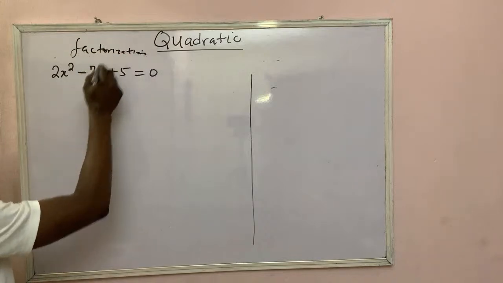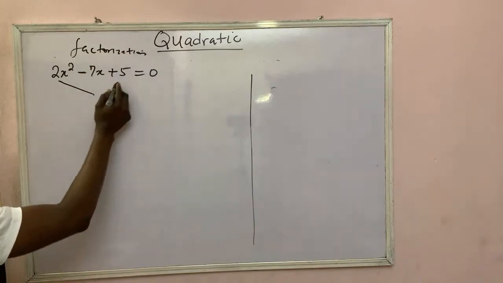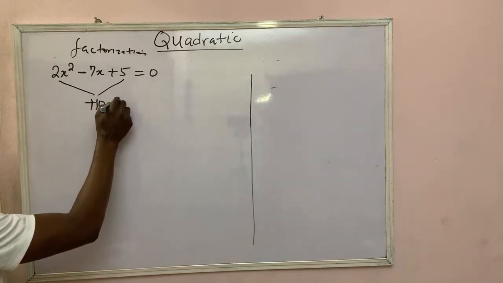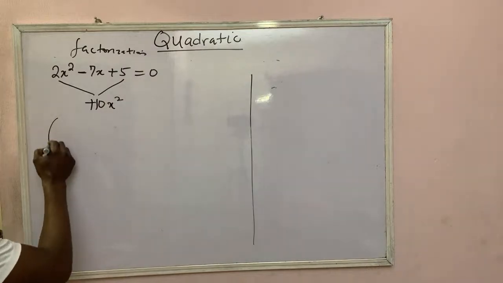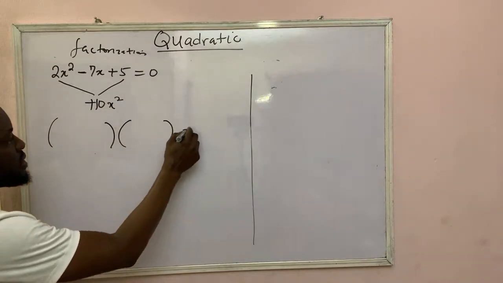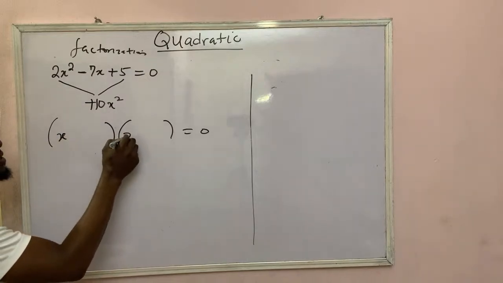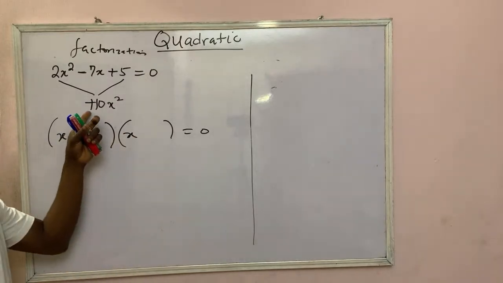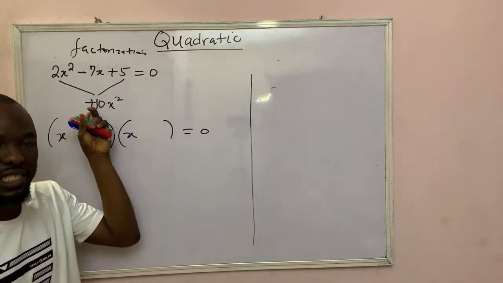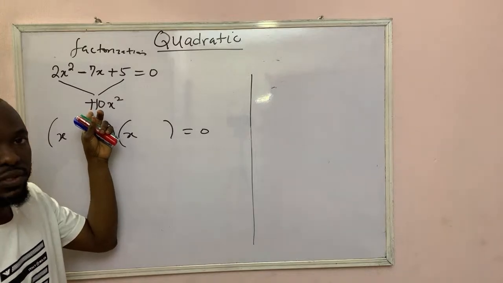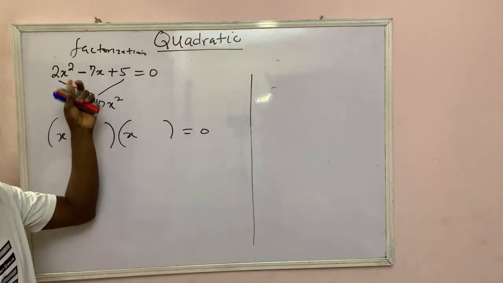All right? So you multiply the first term by the last term, you're going to get a plus 10x squared. You open up two parentheses and equate it to 0. This x squared, you're going to split it, and then you have a plus 10. You look for two factors such that when you multiply them, you get a plus 10, and if you add them, you get a minus 7.